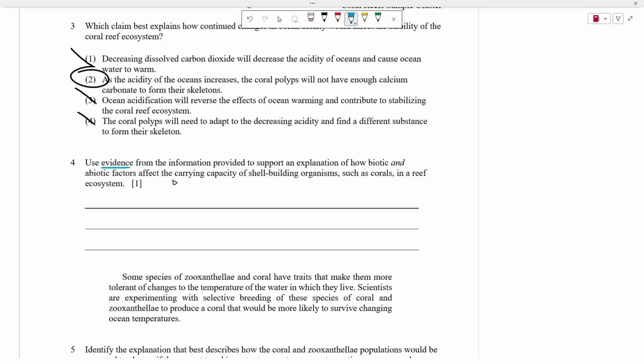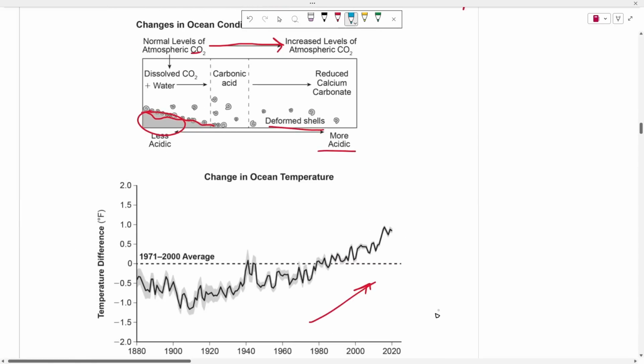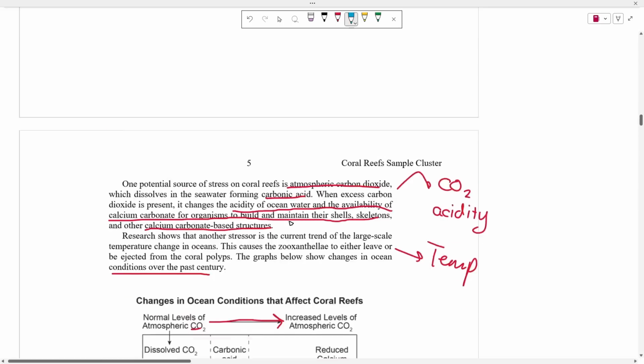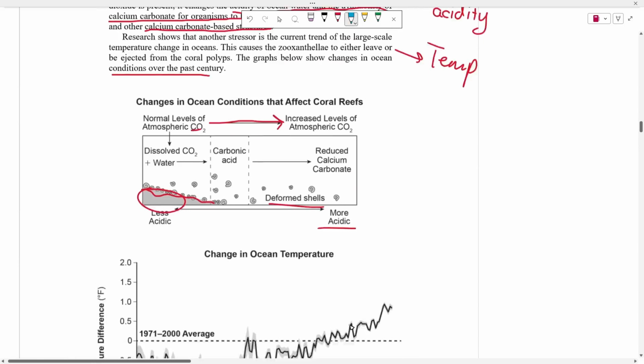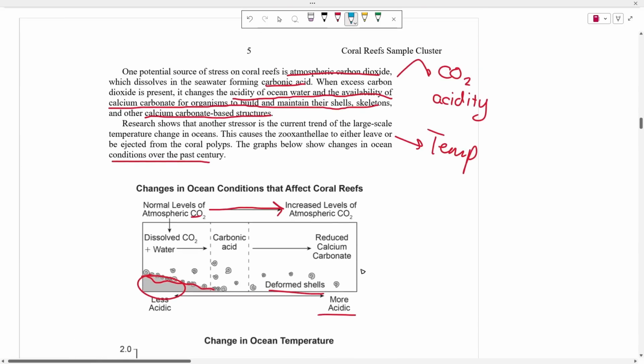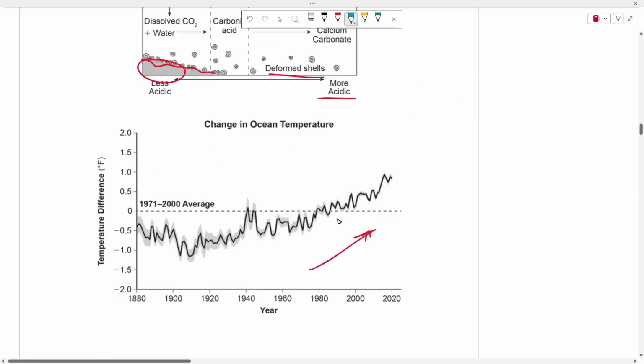Using evidence is something that's new on this Regents, right? We can't just state that one abiotic factor is sunlight, one biotic factor is zooxanthellae. That's false. Why? Because we didn't use evidence. We need to literally go and use either data that they gave us in this section or stuff that they've explicitly told us in this section to answer this question, right? So the only biotic or abiotic factors that I know of from here are CO2, acidity, temperature, polyps, and zooxanthellae, right? So that's what I'm going to use to support my answer.